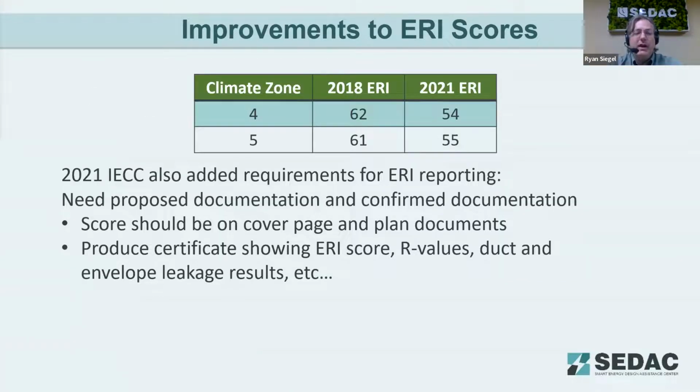Also, we have seen the ERI scores return back to some of their previous levels, back down into these 54 and 55 range, and making sure that we have it documented, that's put right on the plans and right on the cover page, so you don't have to go digging through to find where this score is. And again, several of these certificates, making sure that you have your ERI score on the certificate if you're using that.